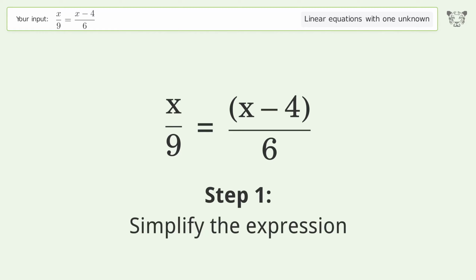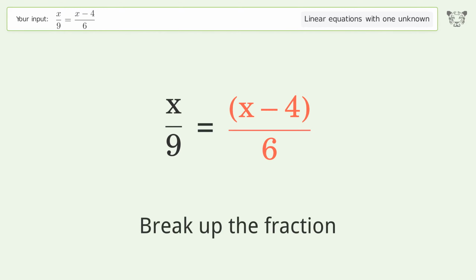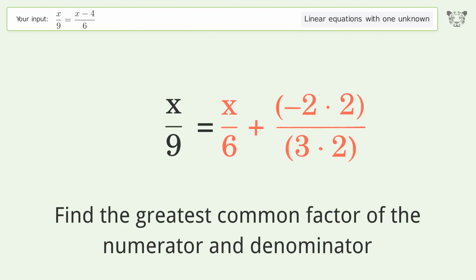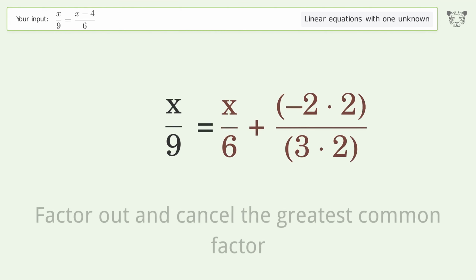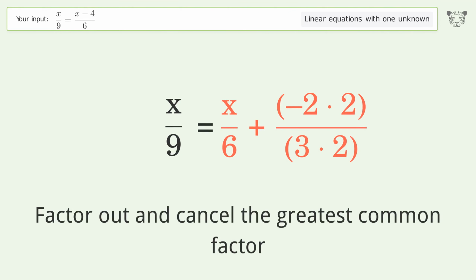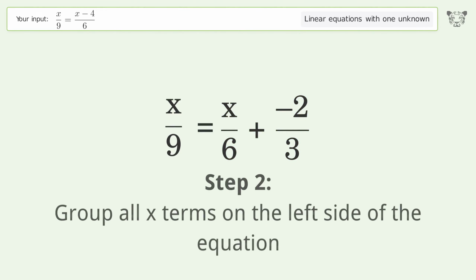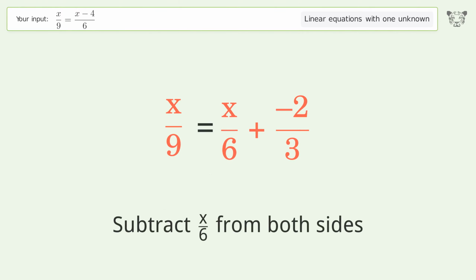Simplify the expression. Break up the fraction. Find the greatest common factor of the numerator and denominator. Factor out and cancel the greatest common factor. Group all x terms on the left side of the equation. Subtract 10/6 from both sides.